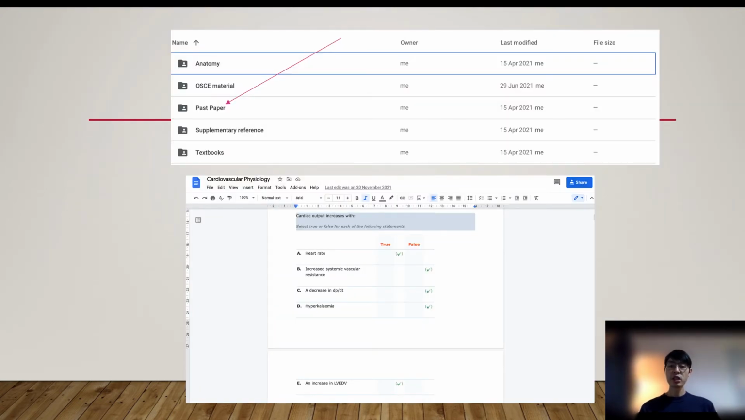You can find an MCQ bank with a few hundred multiple true-false questions in my Google Drive, which is free. However, there are no answer explanations here.